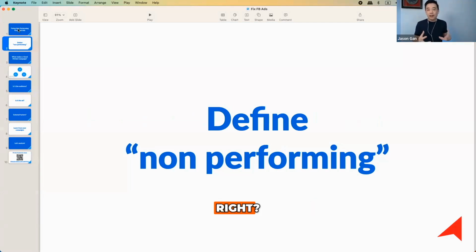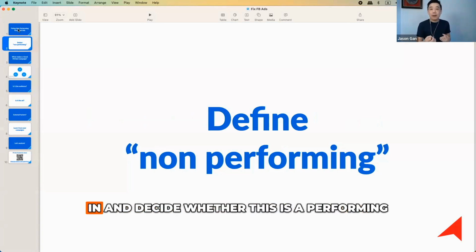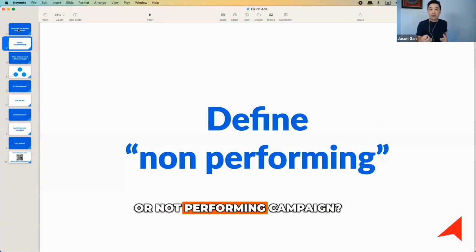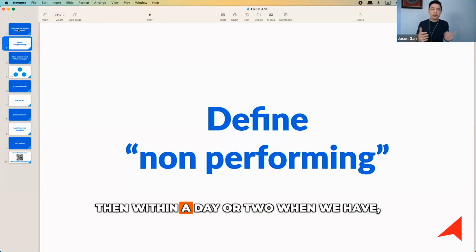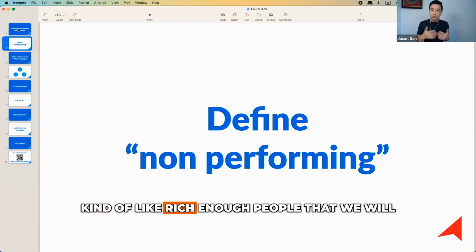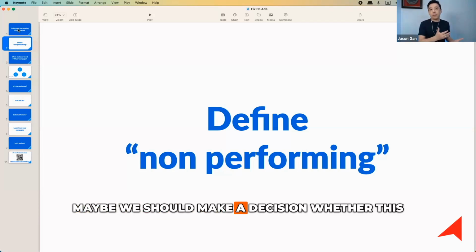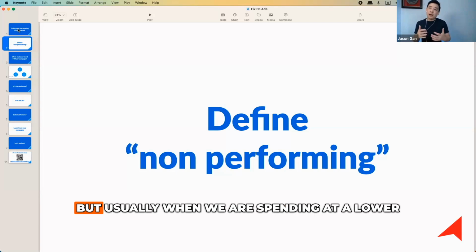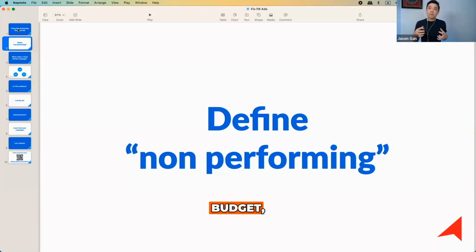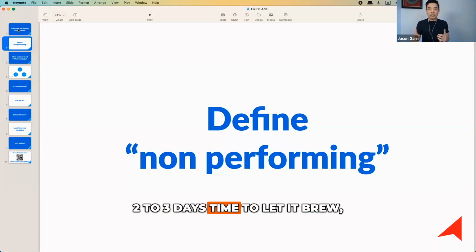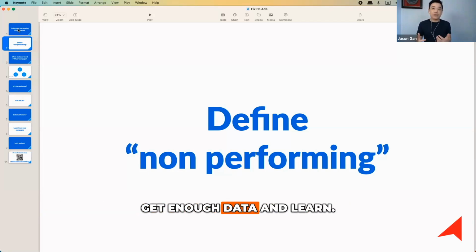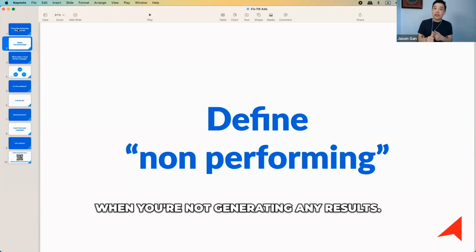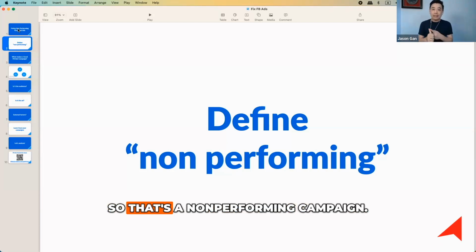Here's the thing, right? When do we actually come in and decide whether this is a performing or non-performing campaign? I usually would give it at least 48 hours, up to 3 days. Of course, if you're spending a huge amount, then within a day or two, when we have reached enough people, we will know that maybe we should make a decision whether this is working or not. But usually when we are spending at a lower budget, I would recommend giving it at least 2 to 3 days to let it brew, because Facebook advertising sometimes takes some time to really gather enough data and learn. So first, when you're not generating any results, that's a non-performing campaign.